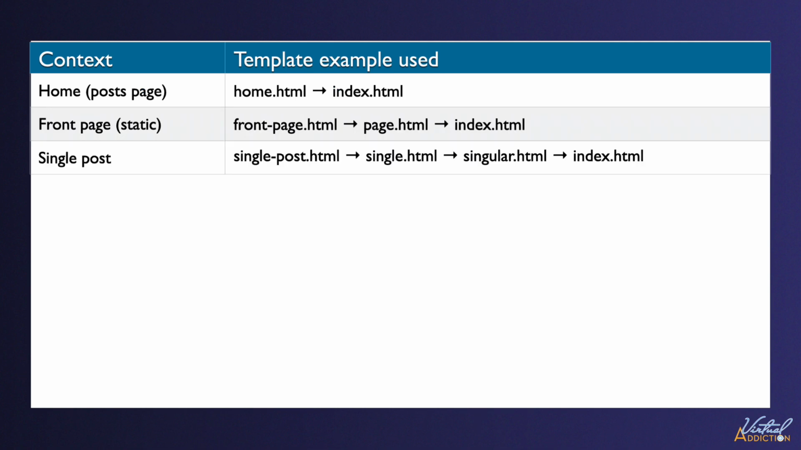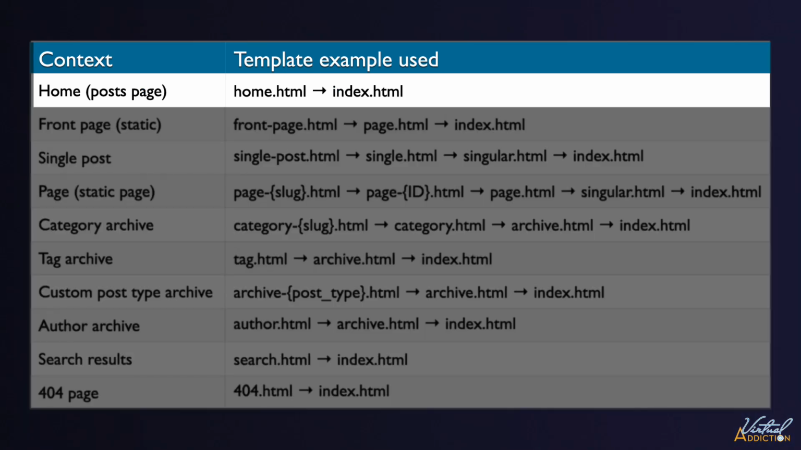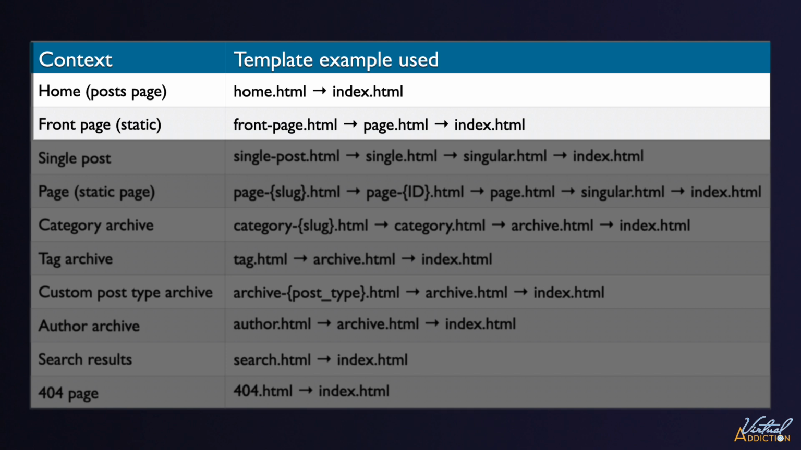Here's a table that shows the key templates top to bottom in priority. So for instance, the home template is going to be in charge of your posts page. WordPress is going to first look for home.html, and if that's not available, it'll use index.html. The front page, which is a static page, is going to look for the template called frontpage.html. If that's not available, it will look for page.html, and then finally, it will use index.html.